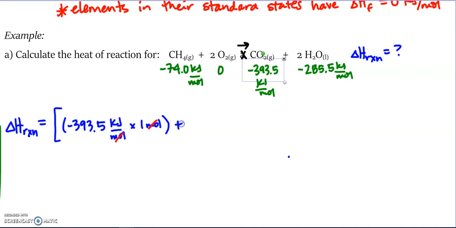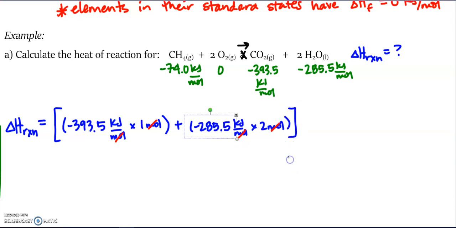My other product, right? I have to sum up all of my products. My other product is -285.5 kilojoules per mole. And this one has 2 moles. So I'm going to have to multiply this by 2 to get that value. Okay, and then I'm going to do end bracket here. So these right here are all of my products.